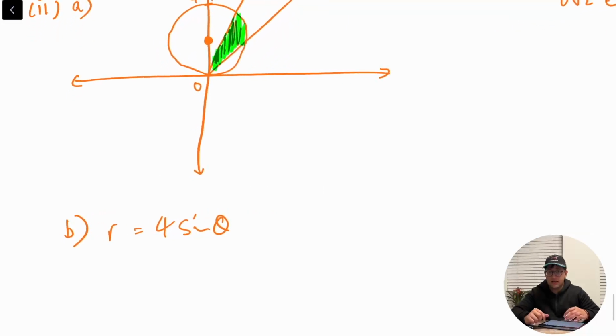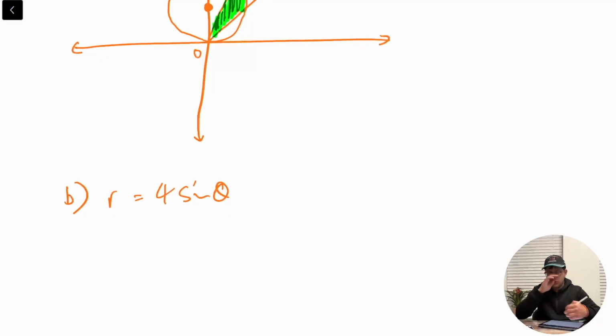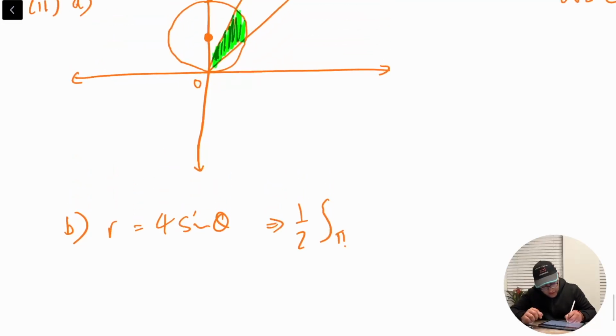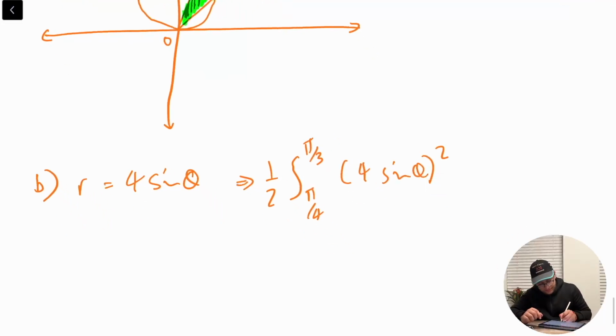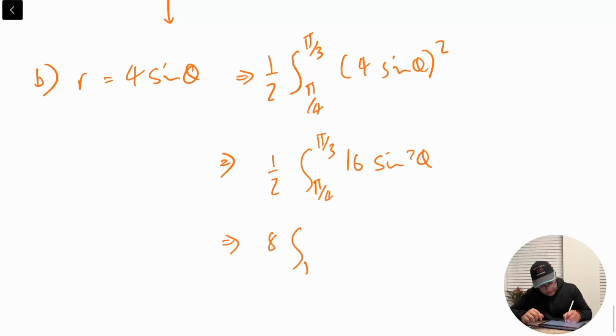So I can just apply the polar area formula, how to find the polar area between two angles. So you do area of graph equals half times the integral between the ranges of pi over 4 and pi over 3 of r squared, which is 4 sine theta squared. So this will give you a half, pi over 4 to pi over 3, 16 sine squared theta, which is 8, pi over 4 to pi over 3, right?